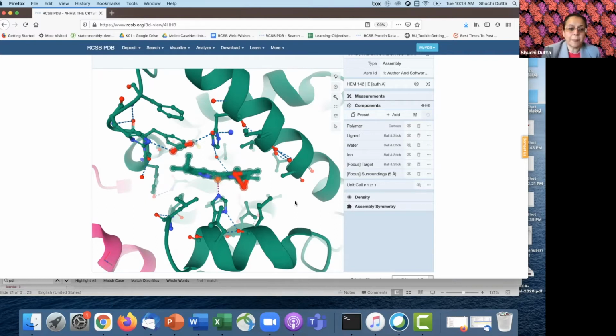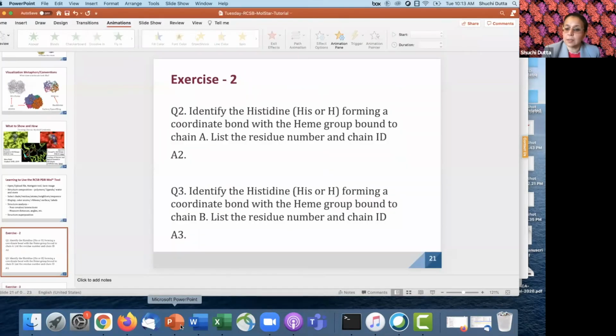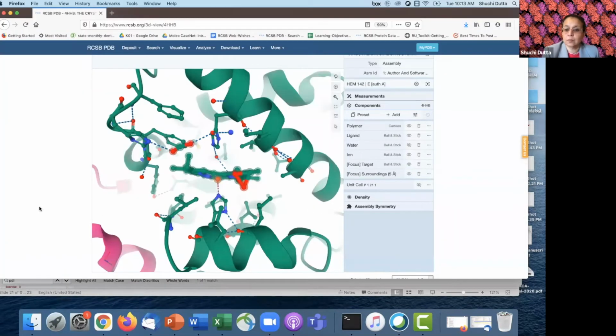If you are, then the next question was identifying the histidine that is similarly bound in chain B. So I'm going to stop and I'll let you figure out what that histidine is. Okay. So this was chain A. I want you to check out chain B.